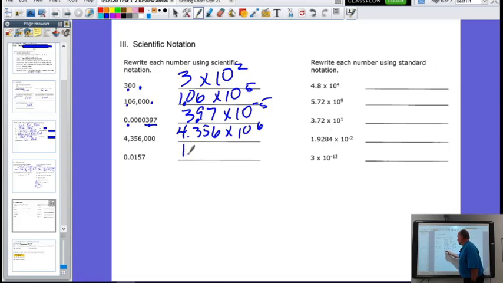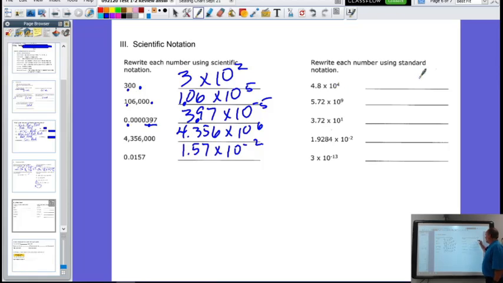And then the last one, 1.57 times 10 to the negative 2nd. Now, if we want to go the other direction, this is where we move our decimals. So if it's a positive exponent, I move my decimal to the right. If it's a negative exponent, I move my decimal to the left.